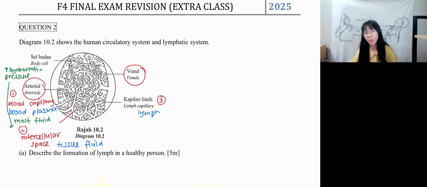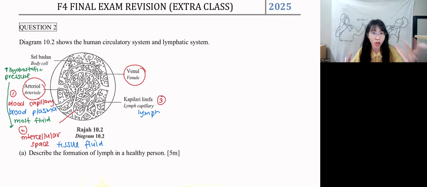Why is it most fluid? Because there are 3 things that cannot diffuse across it. Number 1, don't have what? Correct. Number 1, don't have red blood cell. Number 2, don't have platelets. Number 3, don't have plasma protein because they are too what? Too large. Very good. They are too large to diffuse across, but the fluid cannot remain in the space. It causes them to have edema.